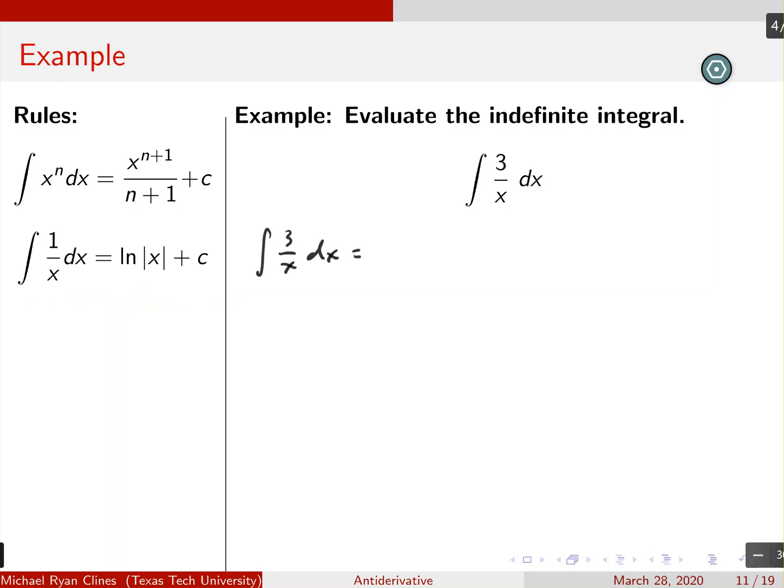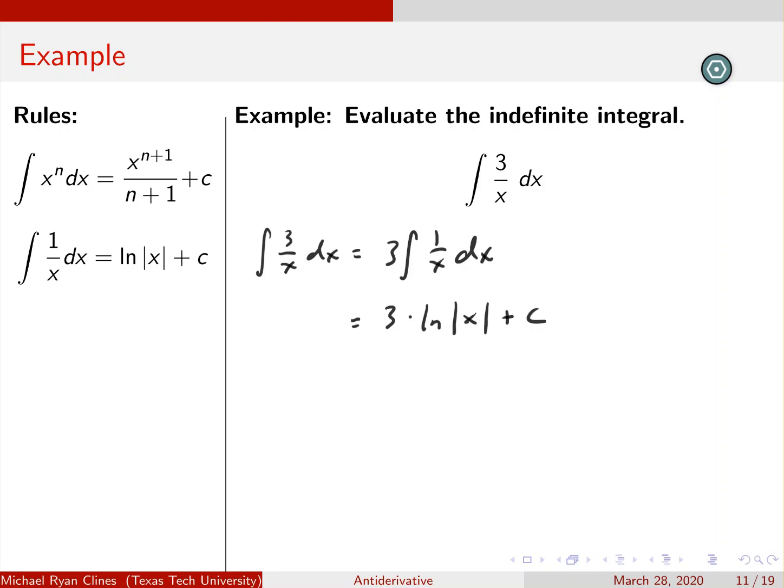Well, once again, the integral has the nice property where we can pull constants out in front, so that's what we're going to do. So we get 3 times the integral of 1 over x dx. All right. Well, what is the integral of 1 over x dx? It comes from that log rule that we proved in the last video. So this is equal to 3 times the natural log of the absolute value of x plus c.